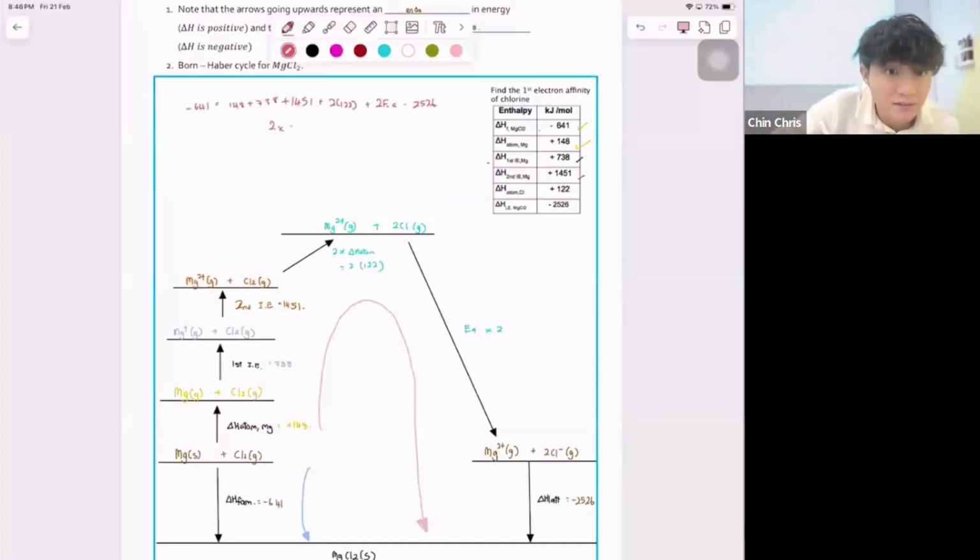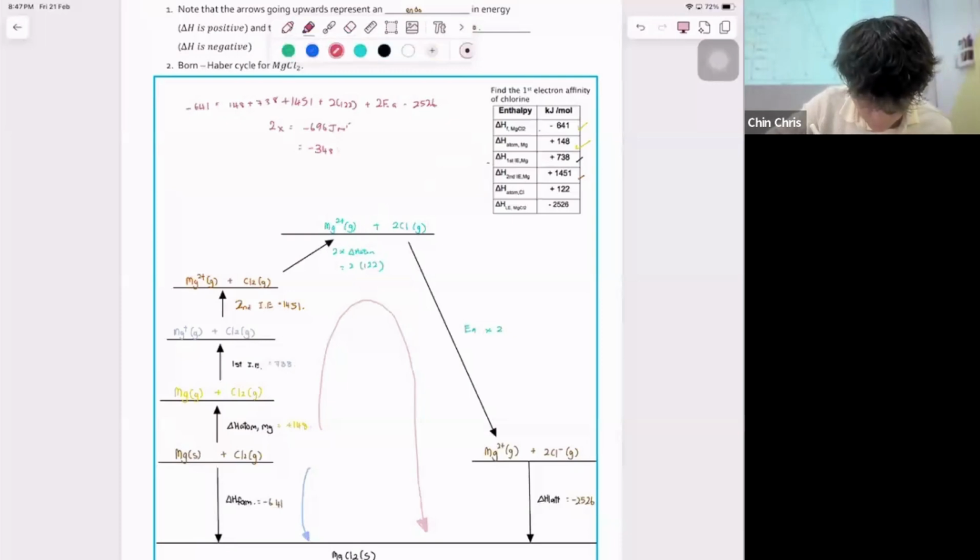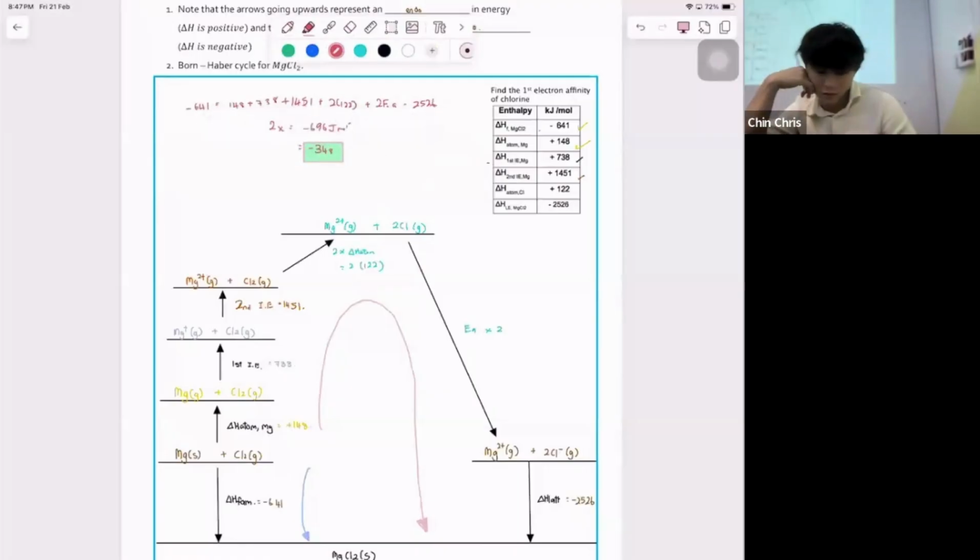Alright guys, what's your 2x? 2x equals 696, right? Check your answer, guys.